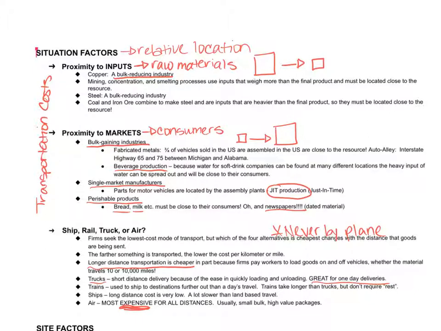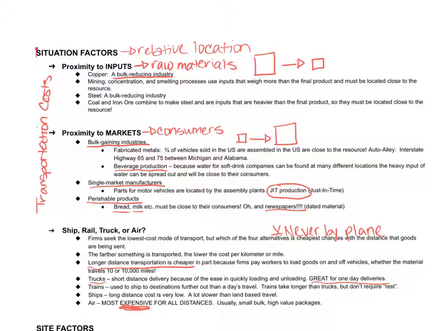Okay, so since you can load pretty much as much as you want onto a ship, that's why it's so cheap. You have to think about cost of fuel, cost of workers that are working on this particular mode of transportation, things like that. So as you get longer distances, the less rest that mode of transportation needs. Does that make sense? Yeah, okay.